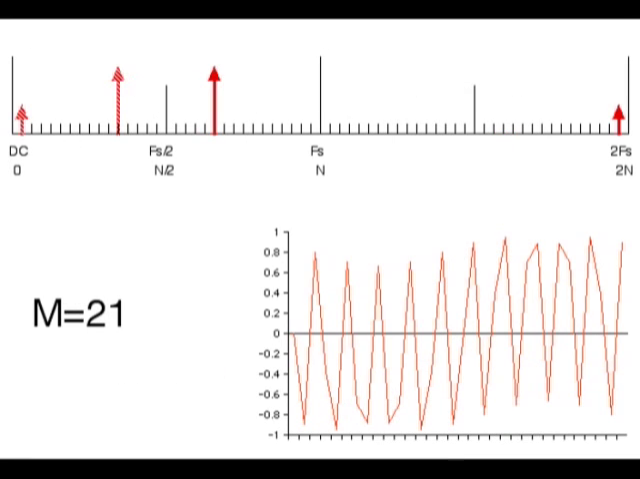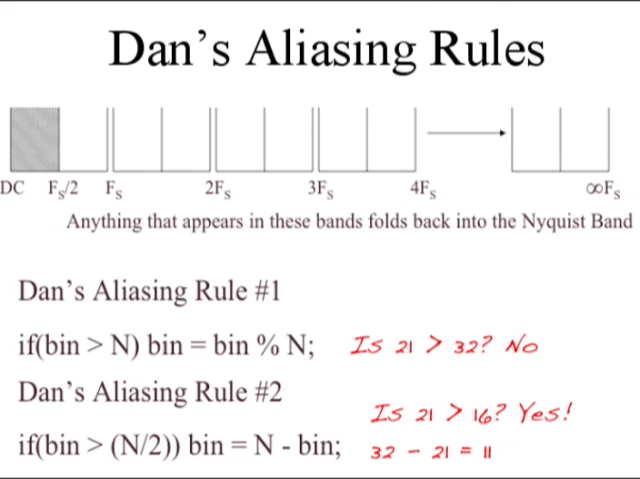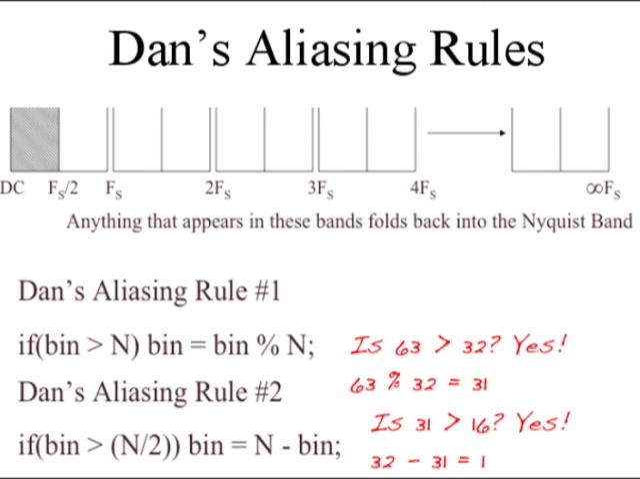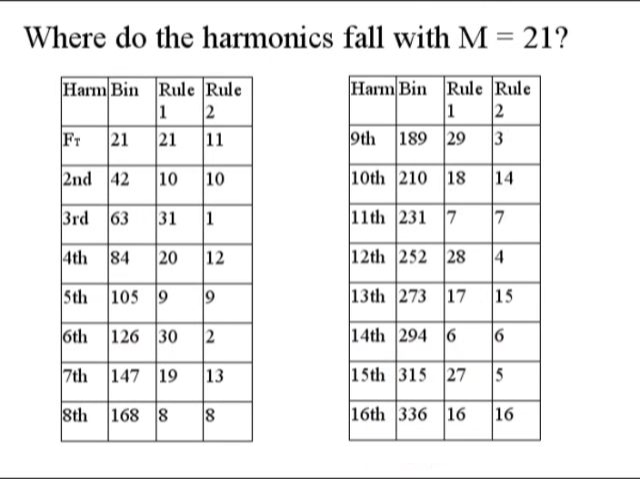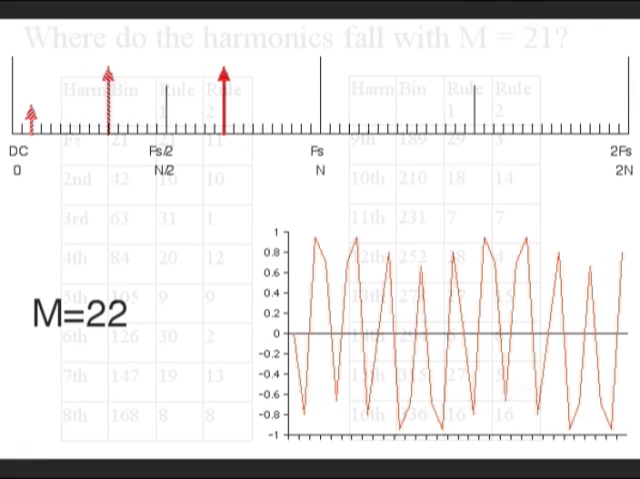With an M of 21, our fundamental aliases back into bin 11, and our third harmonic aliased all the way back from bin 63 down to bin 1. Now 21 is not a prime number, but it doesn't have to be. It only needs to be prime relative to N. Every harmonic has its own bin to go into, and there are no repeats.